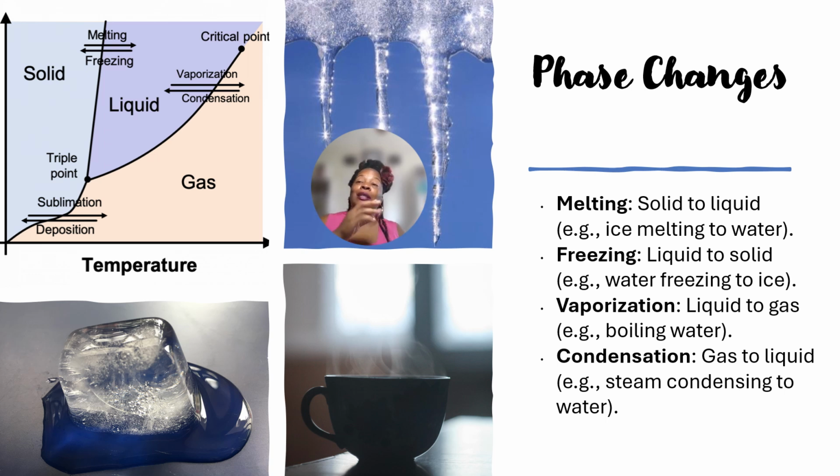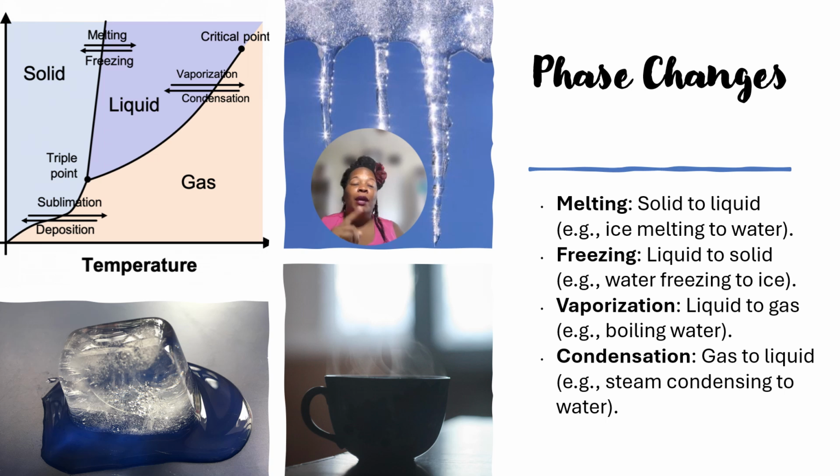Vaporization, that's when your liquid goes straight to a gas. So if you're boiling water for, let's say, some noodles, you're going to have vaporization occurring. Condensation, on the other hand, is when that gas turns to a liquid. So you get something like steam, which condenses to water.